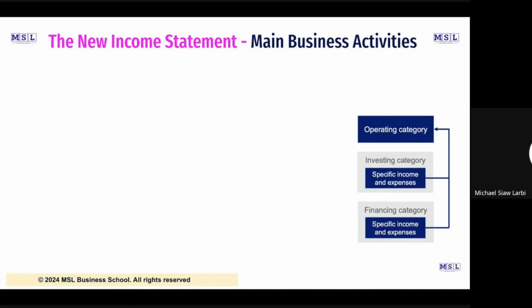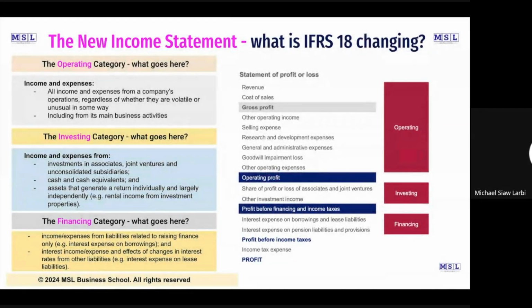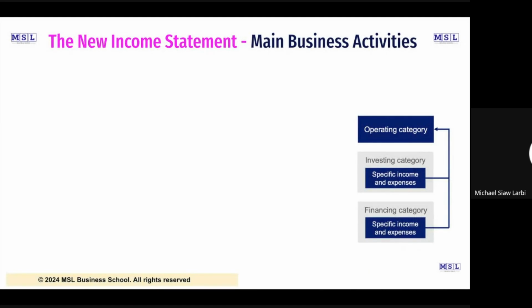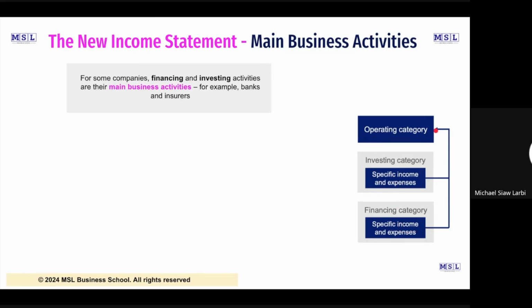So I mentioned main business activities. It's important because not everybody will have a P&L that looks like this. For example, a bank will not have revenue, cost of sales, gross profit. Banks don't deal in a business of this nature. They don't have cost of sales, right? So come to what should happen. So the concept of MBAs or main business activities was introduced, saying that for some entities, what would typically have been investing category for specified income and expenses, what would typically have been financing category for some income and expenses will now move to operating category. What do I mean here?